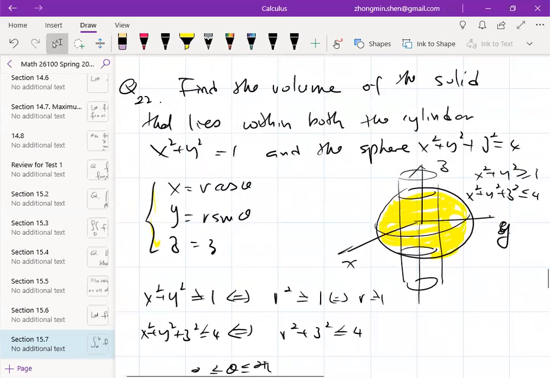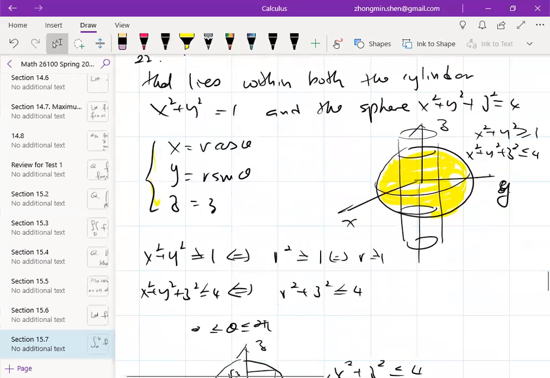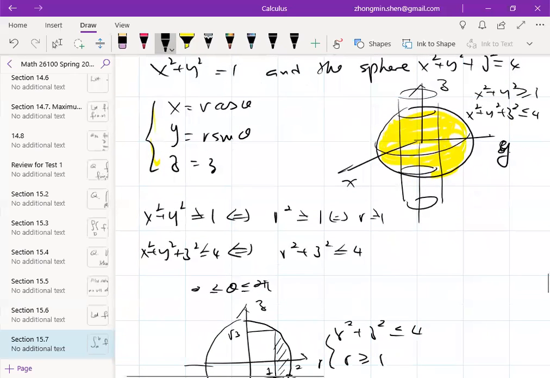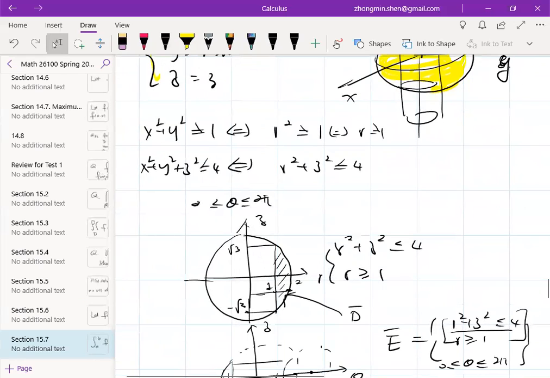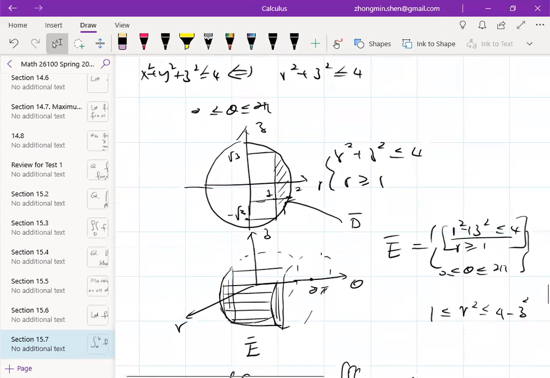And if you don't know how to draw the graph, you just write down the equations, okay? And try to figure out the two inequalities in the cylindrical coordinate system, which is r is greater than 1, and r squared plus z squared is less than or equal to 4. So there's no restriction on theta. Theta is between 0 and 2 pi. So you just need to draw the picture in the r, theta, z system.